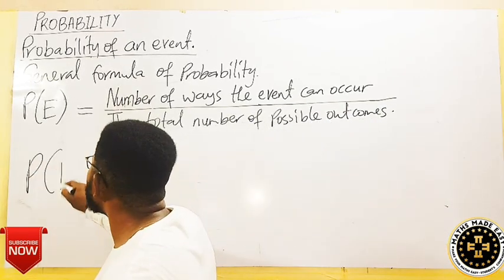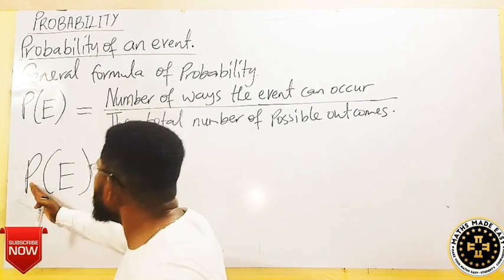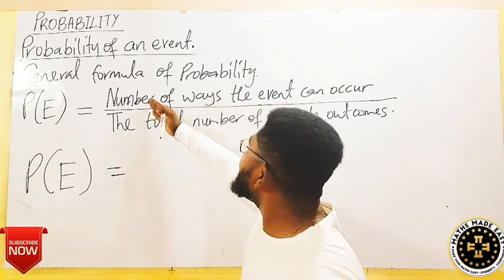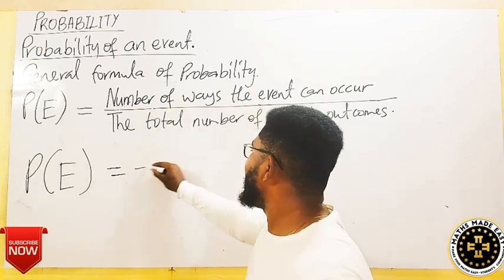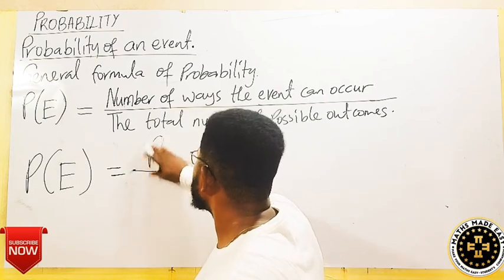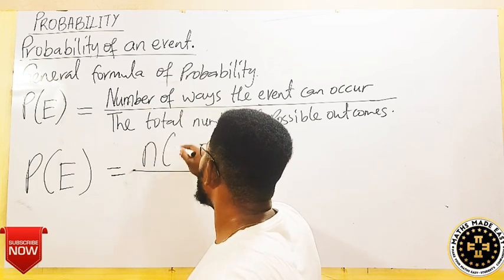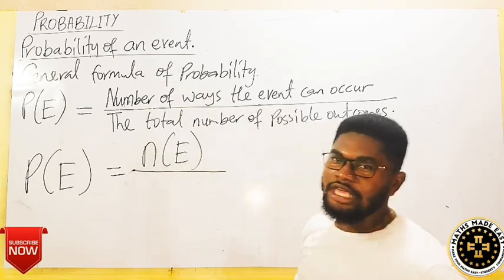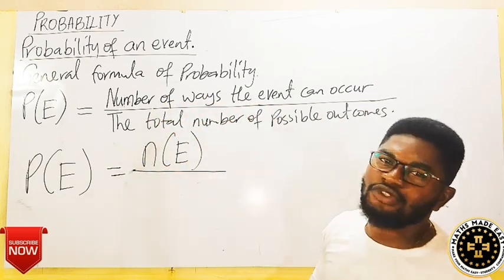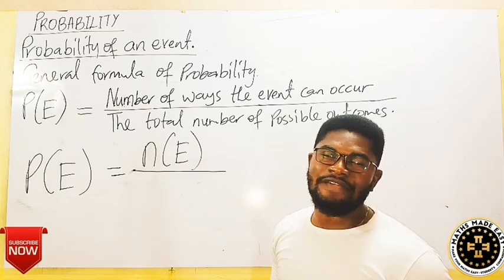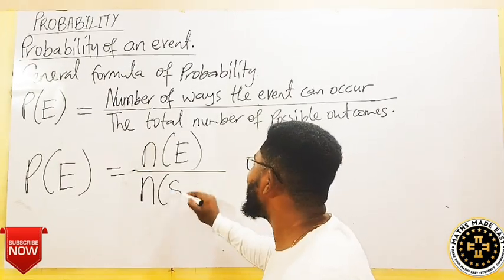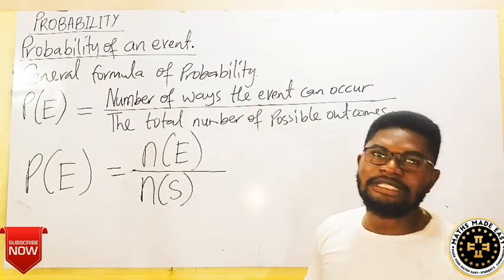So probability of an event in symbol form, still P for probability, E for event. So probability of event is equal to the number of ways the event can occur. Let me draw the line well. I'll give that one as P, N of E, number of ways the event will occur. So N for number and E for event. So the number of ways the event can occur, over the total number of possible outcomes, becomes N of S. Of course, the total number of possible outcomes is the sample space.